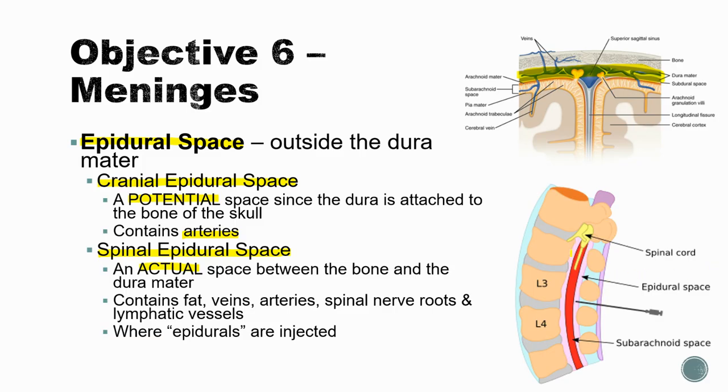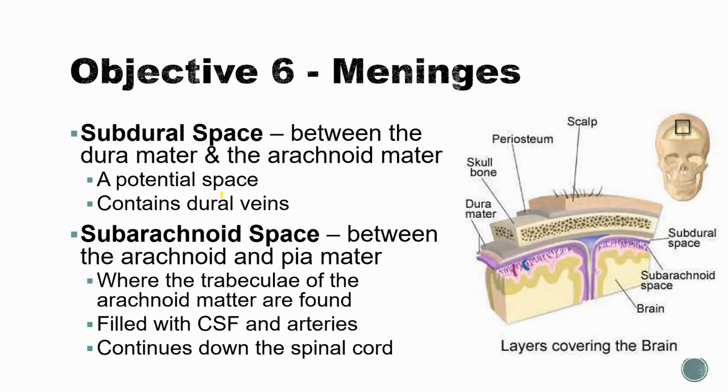And if you've ever had an epidural, okay, these are common when a woman is going into labor. They give her an epidural to kind of numb the pain, and hopefully she only feels pressure rather than pain. And so that epidural is actually going to go into that space around the spinal cord. In addition to getting an epidural there, it also contains fat, veins, arteries, lymphatic vessels, some nerve roots. And so it's definitely going to be an actual space, unlike the cranial epidural.